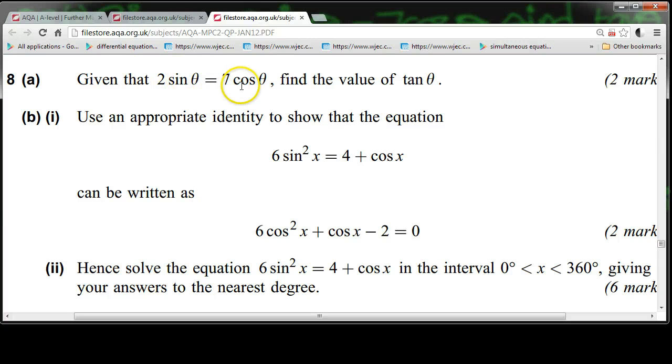Given that 2 sine theta equals 7 cos theta, find the value of tan theta. Use an appropriate identity to show that the equation 6 sine squared x equals 4 plus cos x can be written as 6 cos squared x plus cos x minus 2 equals 0. Hence solve this equation in the interval of x between 0 and 360, giving your answer to the nearest degree.